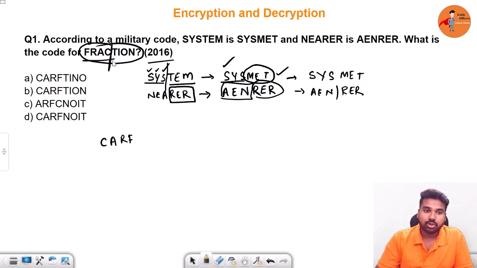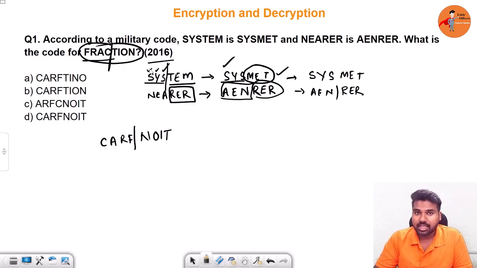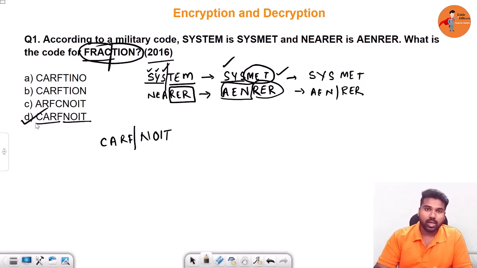ये first portion को मैंने उल्टा लिखा था. Then comes NOIT. Simple. So this will follow the pattern that has been followed there. So let's look at it where it is been given. So CARF, NOIT, and the correct answer will be D. So this is one type of encryption.